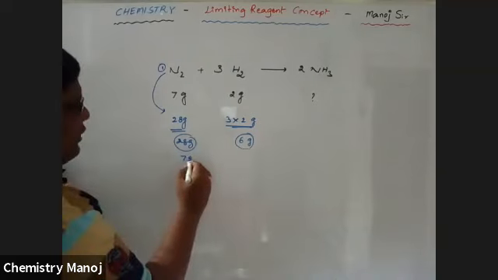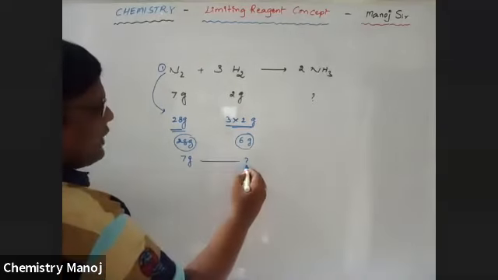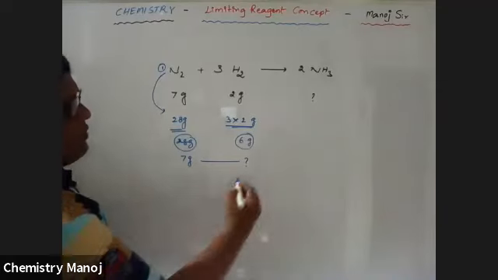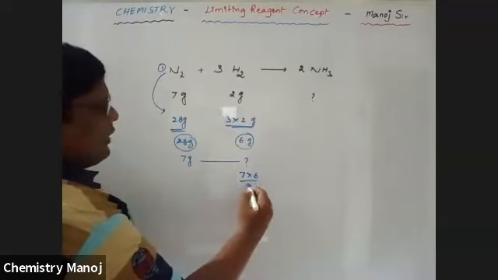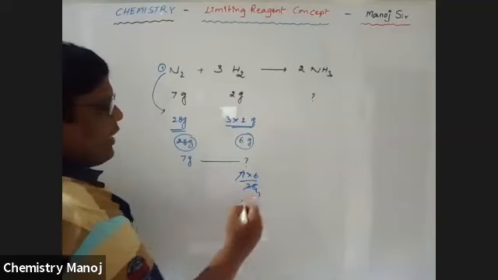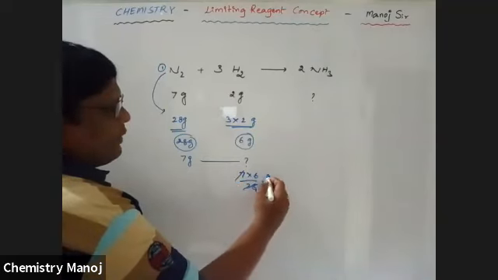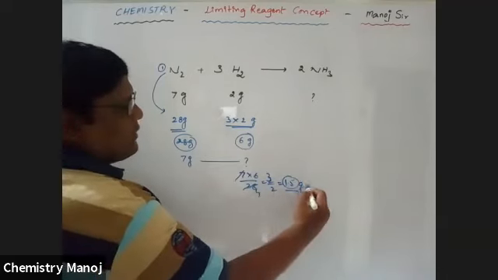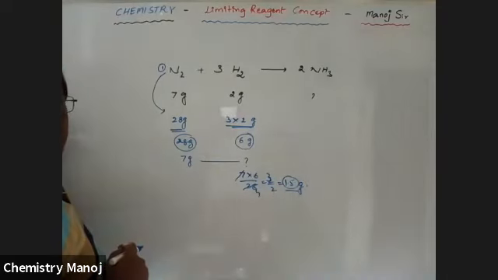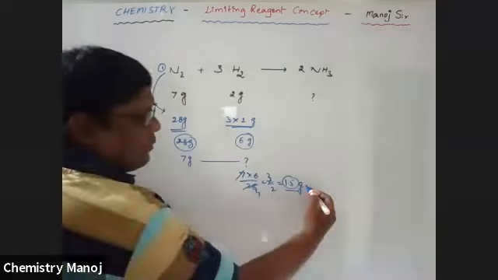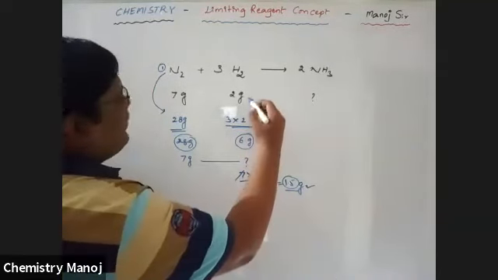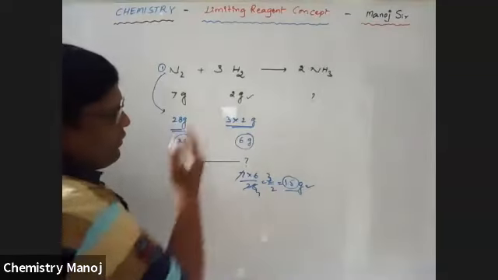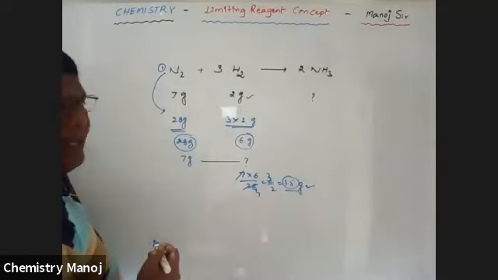If 7 grams of nitrogen is going to react, how much hydrogen is actually required? That is 7 into 6 by 28. 7 by 28 is 1 by 4, times 6, it is 3 by 2, that is 1.5 grams. Actually 1.5 grams is required. How much is actually given to you? 2 grams is given, but only 1.5 grams is required.